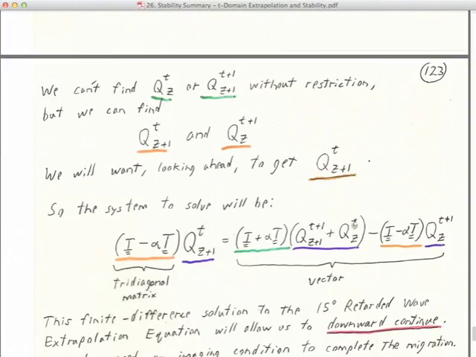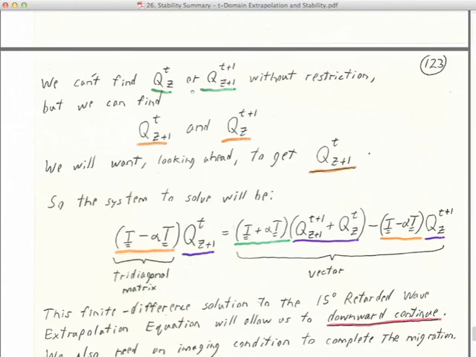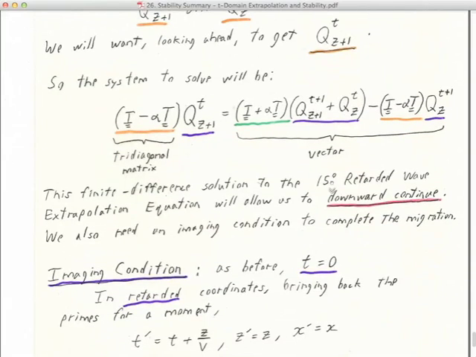All right. So we can't find q at t plus 1 and z plus 1 without some restriction. But without restriction, we can find q at t and z plus 1 and q at t plus 1 and z. Now, looking ahead, what we're actually going to solve for is q at t and z plus 1. That'll be a product of how we set up the problem. What are the boundary conditions in x? What are the boundary conditions in z? What are the boundary conditions in t?